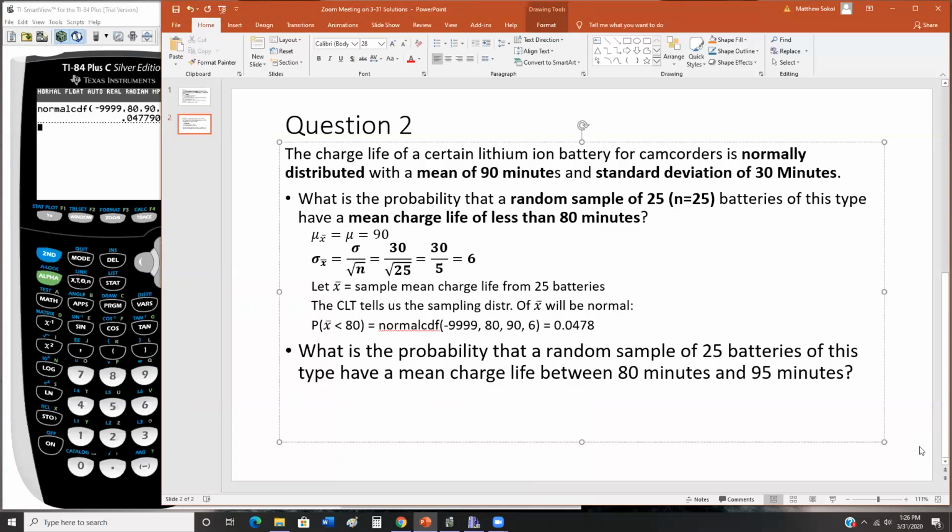All right, what is the probability that a random sample of 25 batteries of this type has a mean charge life? So I want to find the probability that it's between 80 and 95 now. So hopefully you can see how this is going. So this is just going to be normal CDF. I want to be between two values. So we're going to start at 80. We're going to go to 95. The mean was 90. The standard deviation was 6.